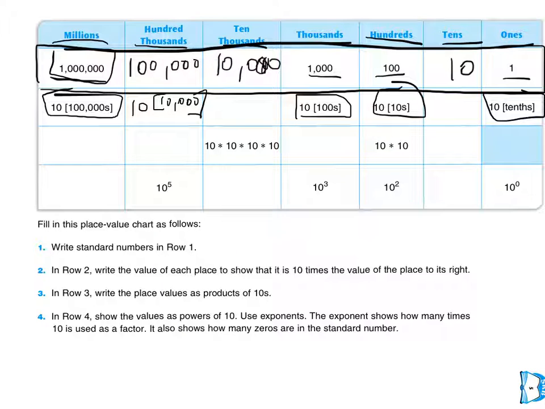So I want you to try to fill out the next two. I want you to fill out 10,000s and tens. So pause it, do it, unpause it. Alright, hopefully for 10,000s you did 10 1,000s. And you're supposed to put an S, but it's just my big old marker here. It's kind of tough. And then for tens, hopefully you did 10 ones. This is probably the easiest one.